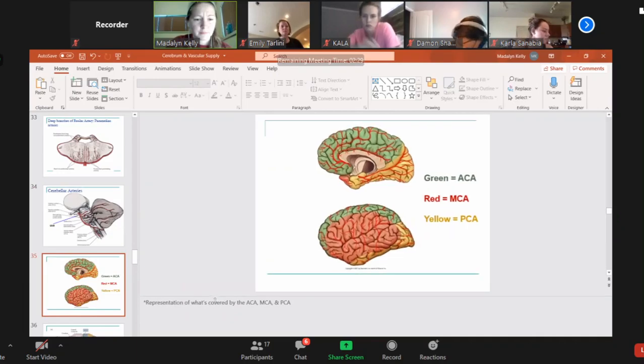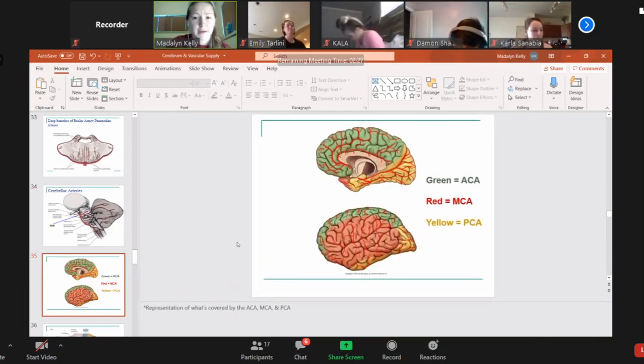Mm-hmm. This is a great picture to look at. Just realizing how much of each of these big arteries it actually covers. The way I'm remembering PCA is I know PCA does a lot with the occipital. It's going to do a little bit with the temporal. Why? Because it goes down and supplies the midbrain. Okay.